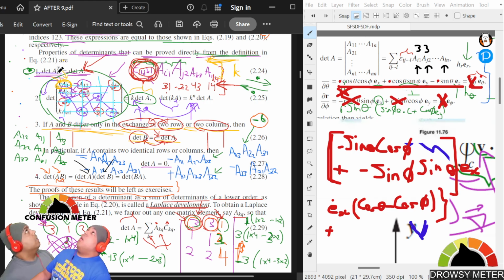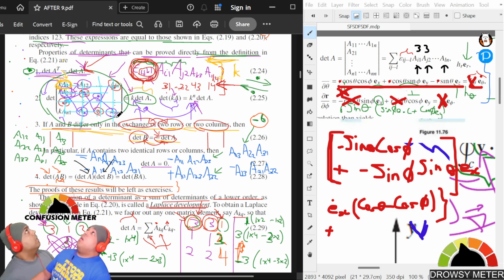The determinant of a transpose matrix is the same as the determinant of that matrix. The determinant of a matrix where one column is multiplied by a constant is the same as that constant multiplied by the determinant of the matrix. And the determinant of kA, where each element is multiplied by k, is the same as k to the power n multiplied by the determinant.